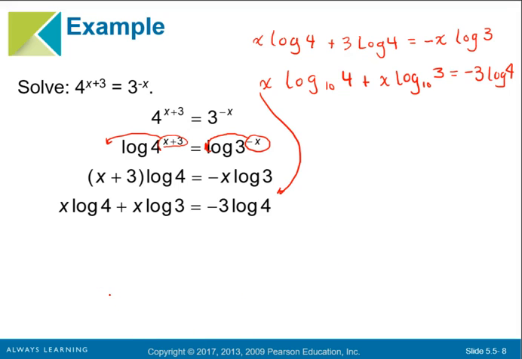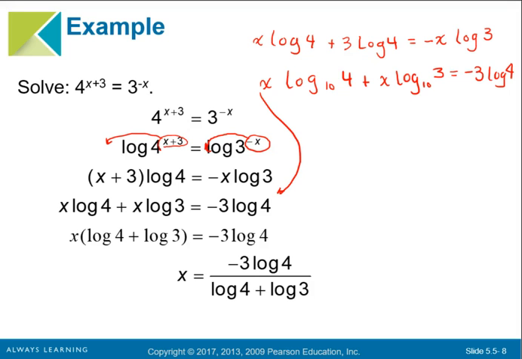Now, we can go from here and isolate our x. That's kind of the whole point in shuffling everything around. We want to get that x by itself. So we've got x multiplying the value of log base 10 of 4 plus log base 10 of 3, and we're going to divide by that value on both sides.